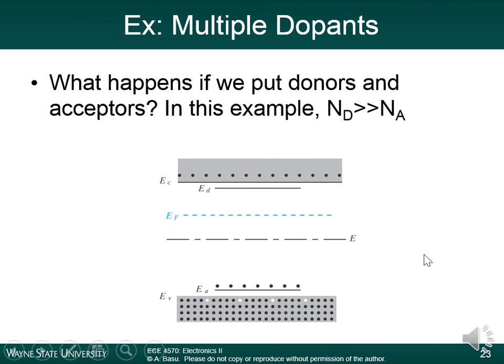So with multiple dopants, what happens if we put in donors and acceptors? In this example, ND is much greater than NA. So let me ask that to the class then. Let's say we were to first dope the material p-type, so we put boron atoms in there. Then we subsequently dope it n-type, so we start throwing in arsenic atoms in there. What do you think will happen?